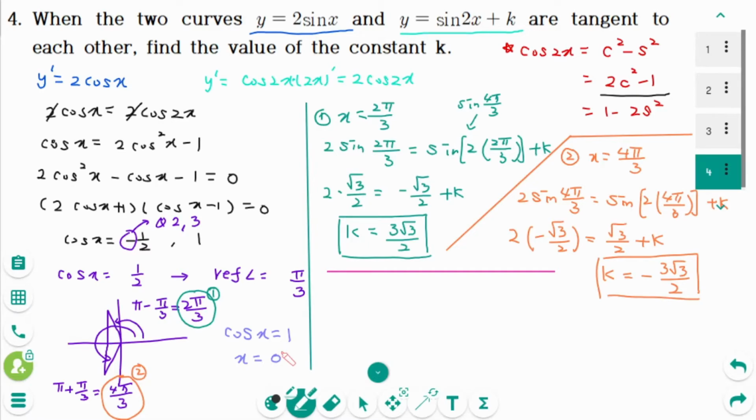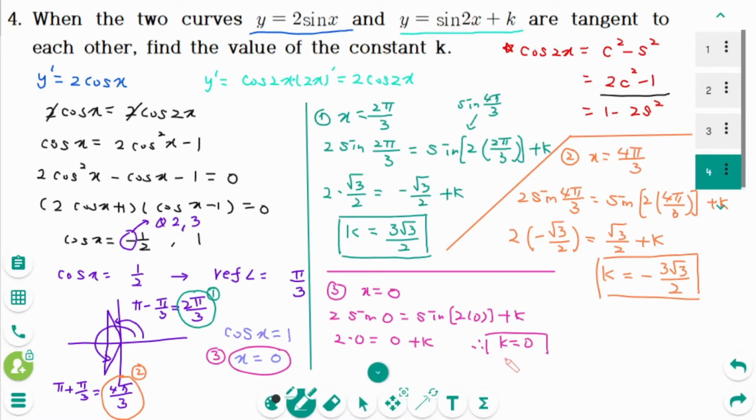And then number 3, when x equals 0, then 2 sine 0 equals sine(2 times 0) plus k. Then 2 times sine 0 equals 0, and sine 0 is also 0, plus k, so k equals 0. This is the last one.